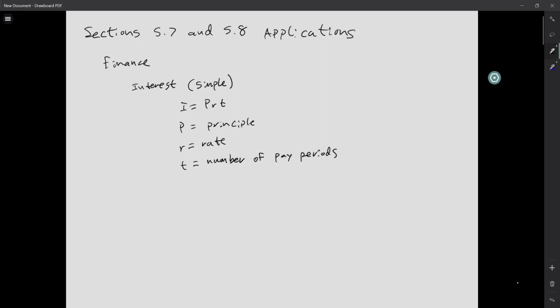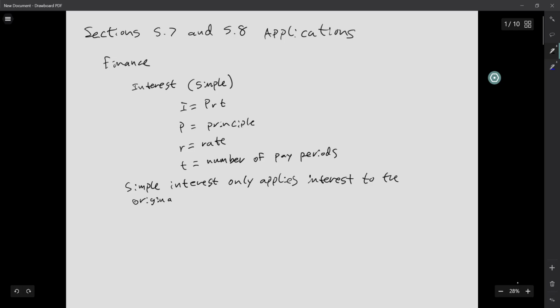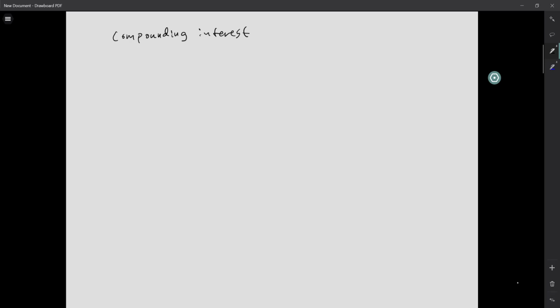So something to note is that simple interest only applies interest to the original base amount. We're not going to do anything with simple interest because we want to talk about compounding interest. So in compounding interest, the interest rate is applied to the current value as opposed to the original value.